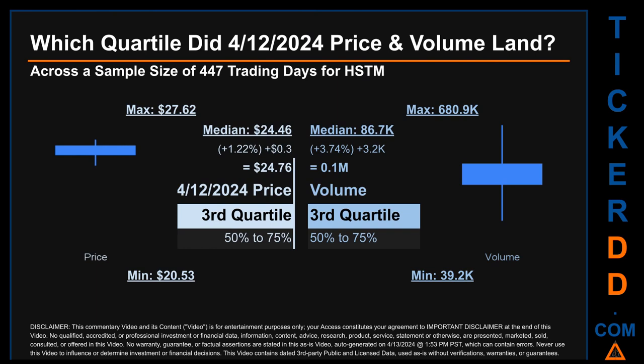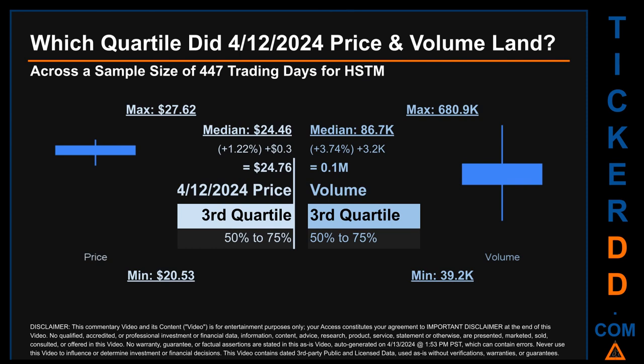Which quartile did the 12th of April 2024 price and volume land? Across a sample size of 447 trading days, the maximum end-of-day price for HSTM was $27.62 while the minimum was $20.53. Within that price range, the 12th of April 2024 price, of $24.76, landed within the third quartile, placing it within the 50% to 75% range of all sampled end-of-day prices.